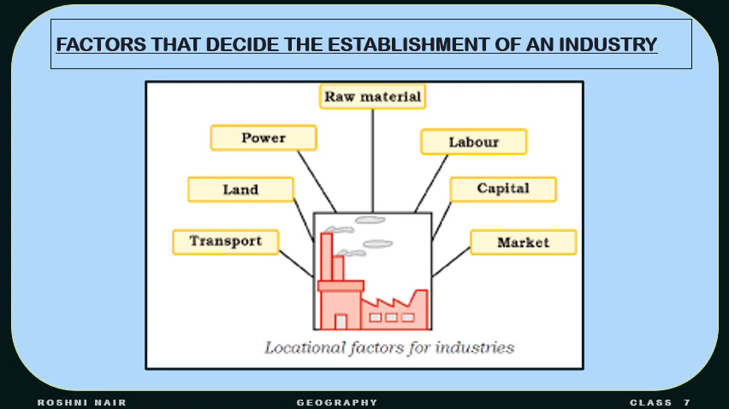Now, what do you mean by this industrial system? System means what? The industrial system will consist of input, second is process, and third is output.